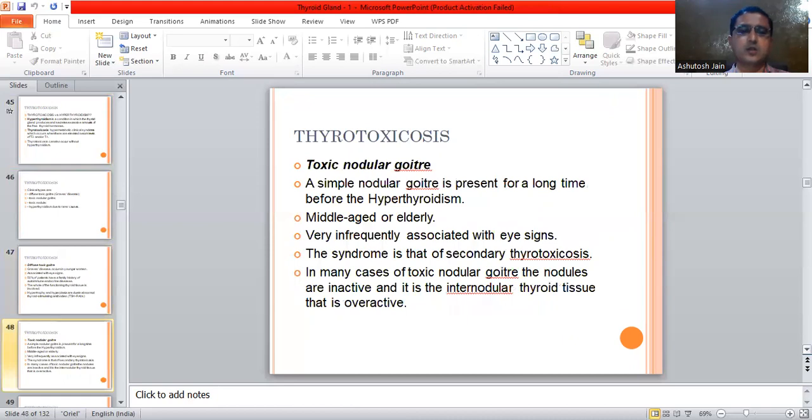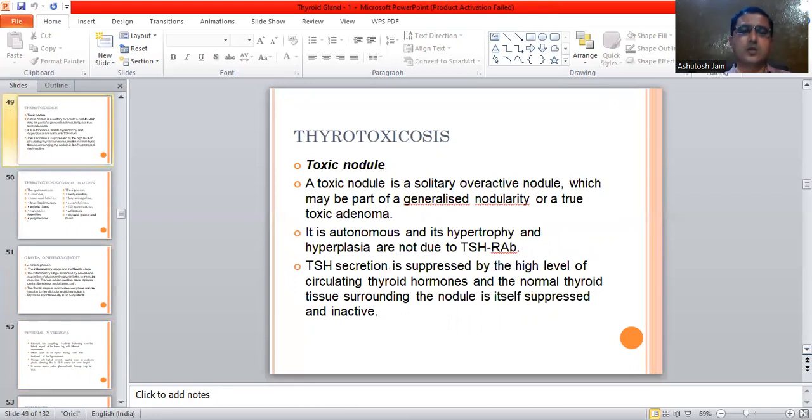Toxic nodular goiter. A simple nodular goiter is present for a long time before the hyperthyroidism. Middle-aged or elderly, very infrequently associated with eye signs, and the symptom is that of secondary thyrotoxicosis. Toxic nodule: a toxic nodule is a solitary overactive nodule which may be a part of generalized nodularity or a true toxic adenoma. It is autonomous and its hypertrophy and hyperplasia are not due to TSH.